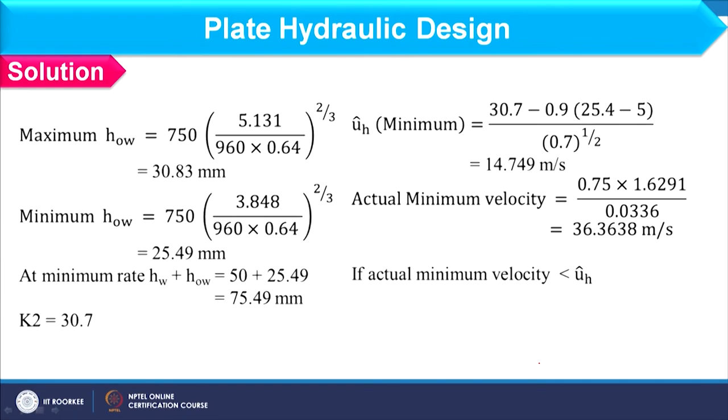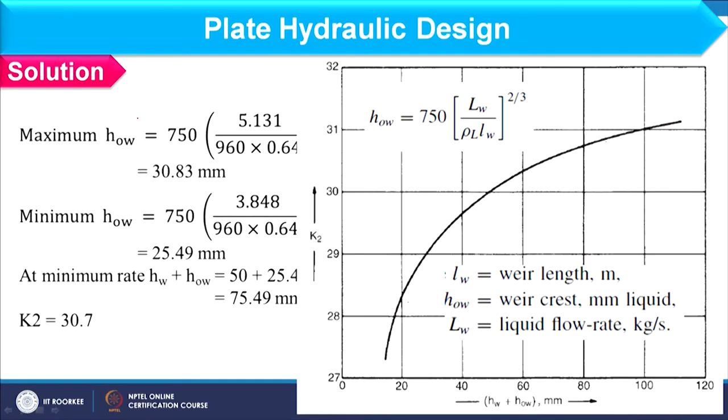And after that, I have to calculate the design velocity at which weeping will occur, okay? Minimum design velocity. So, let's see that. And to calculate that velocity, I have to find out K2 factor, okay? For that, I should use this graph where HWV can be obtained using this expression, okay?